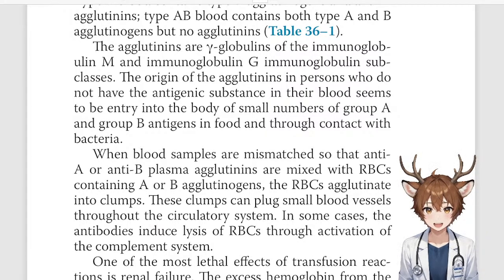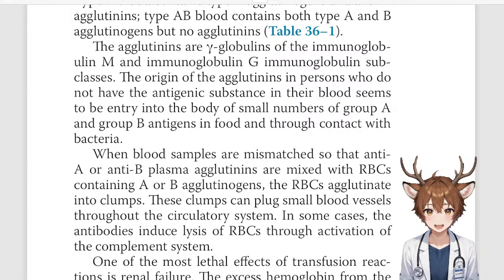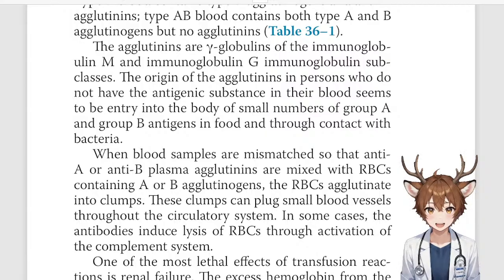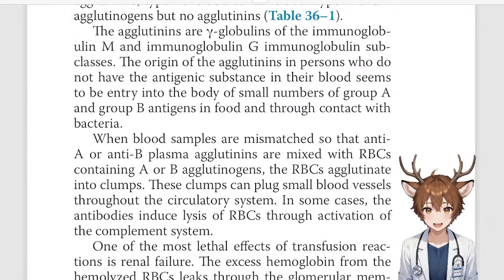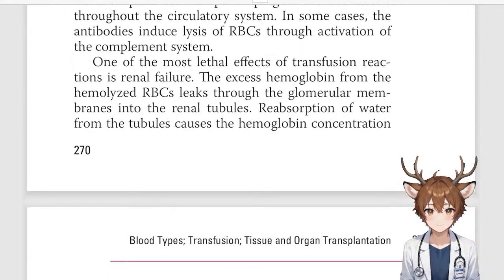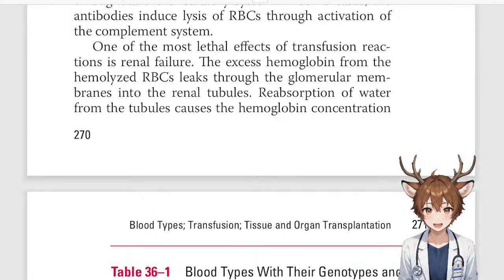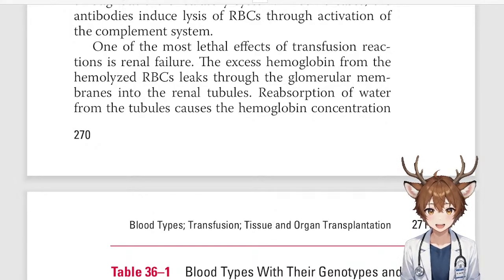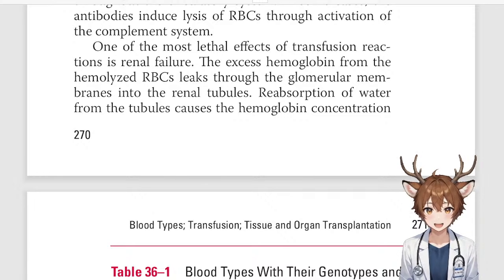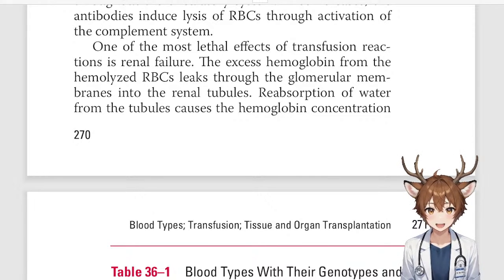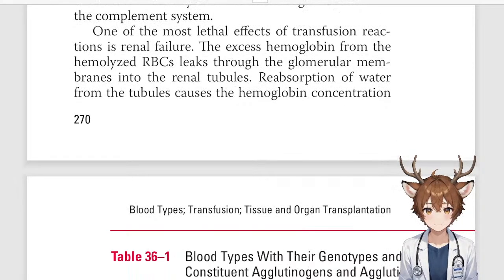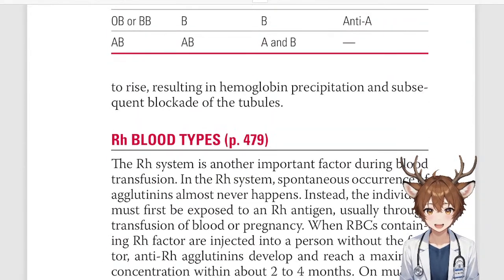These clumps can plug small blood vessels throughout the circulatory system. In some cases, the antibodies induce lysis of RBCs through activation of the complement system. One of the most lethal effects of transfusion reactions is renal failure. The excess hemoglobin from the hemolyzed RBCs leaks through the glomerular membranes into the renal tubules. Reabsorption of water through the tubules causes the hemoglobin concentration to rise, resulting in hemoglobin precipitation and subsequent blockade of the tubules.